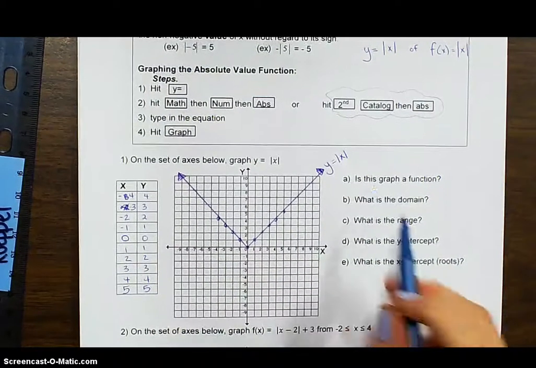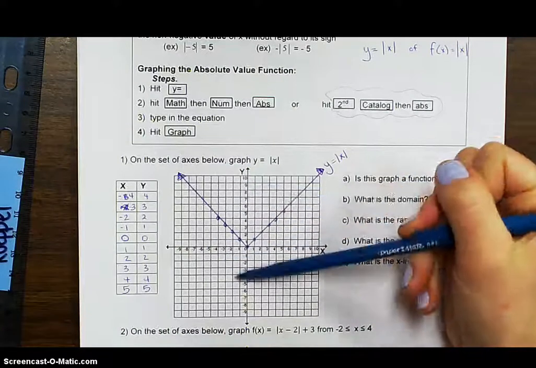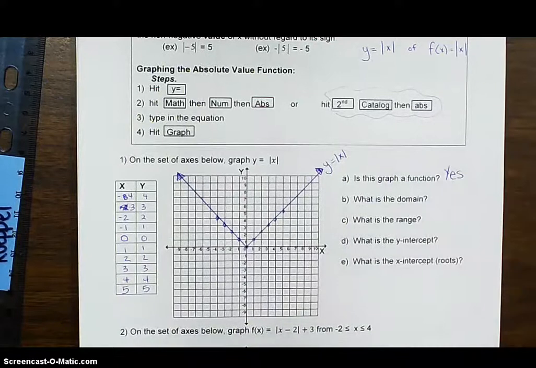So number 1, is the graph a function? Well, let's take a look. Does it pass the vertical line test? Yes, it does. It passes the vertical line test, so yes, it is a function.